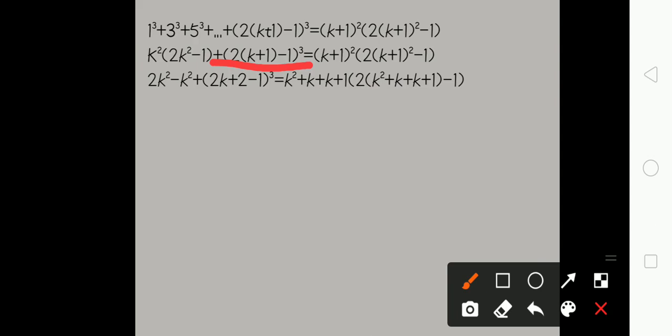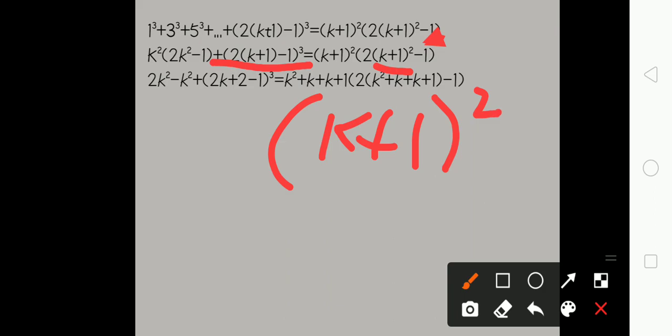And here, we will multiply k plus 1 since it will be squared. It will be in parentheses and squared. So it would be k squared plus k plus 1. And then just multiply 2k plus 1, I mean k plus 1, since we notice that it would be squared here. So it would be k plus 1 squared.